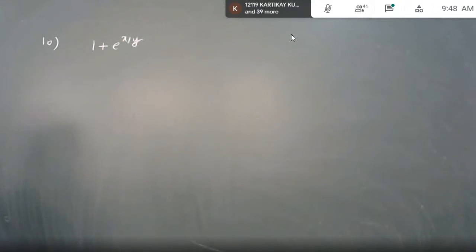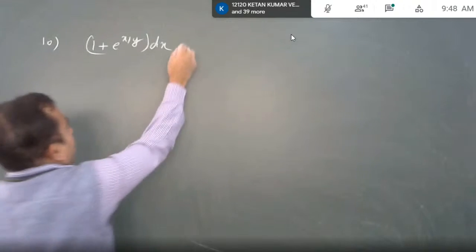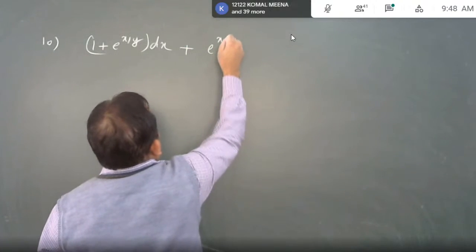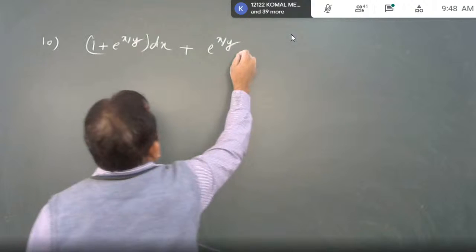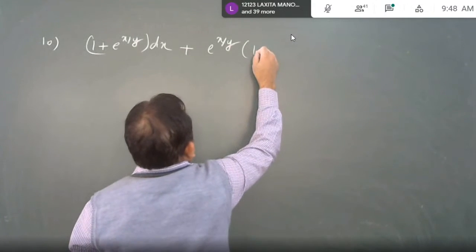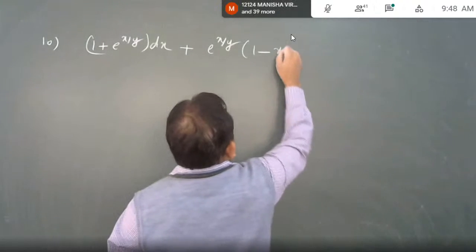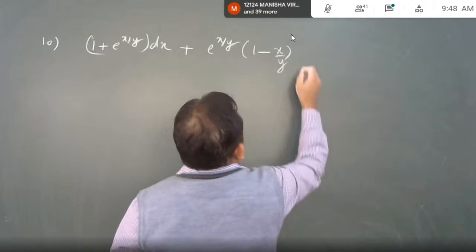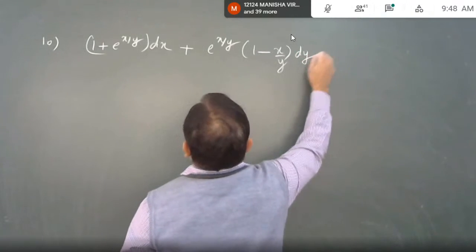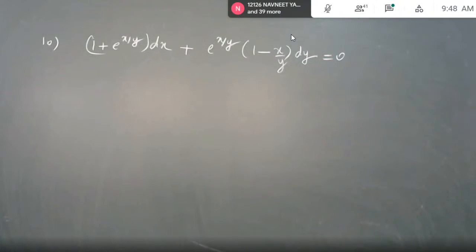4 multiplied by dx. Plus e power x upon y, 4 multiplied by 1 minus x upon y, bracket close, dy equal to 0. Yes. Check. I have written correct on the board. Check. Correct. Okay. Now let us solve it.